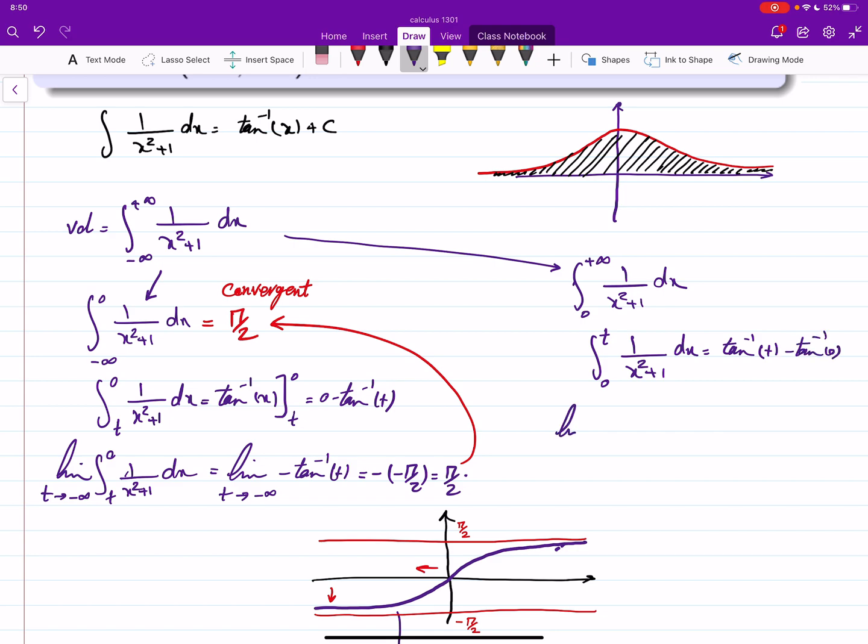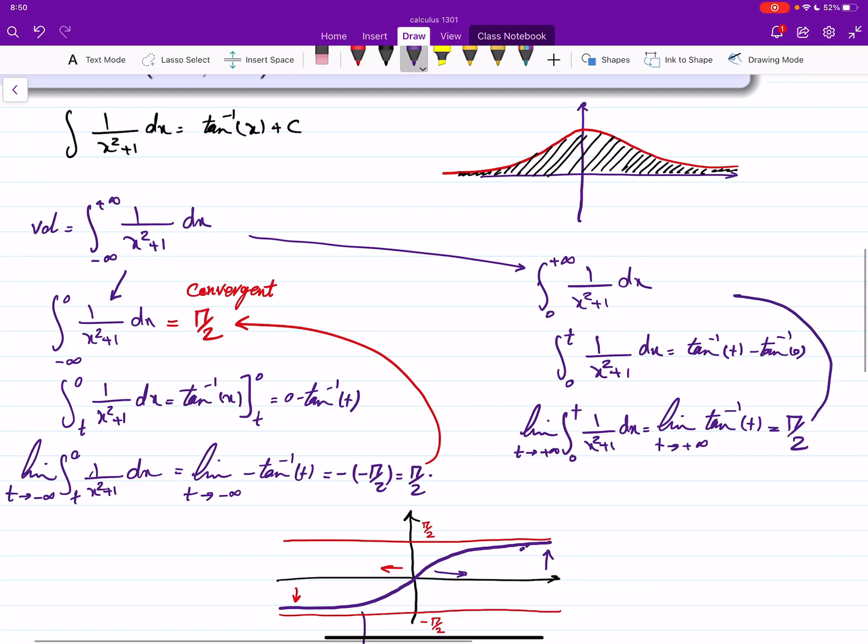Then find the limit of the integral as t goes to plus infinity. This is the limit of tan inverse of t as t goes to plus infinity. As t goes to plus infinity, look at the graph. This goes to pi over 2. Okay. This one is also convergent, and its value is pi over 2 as well.